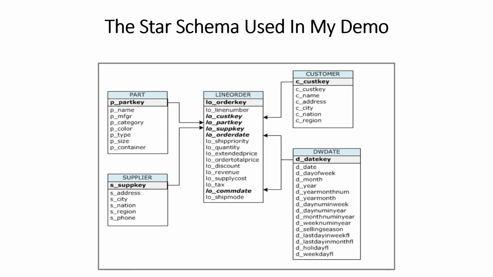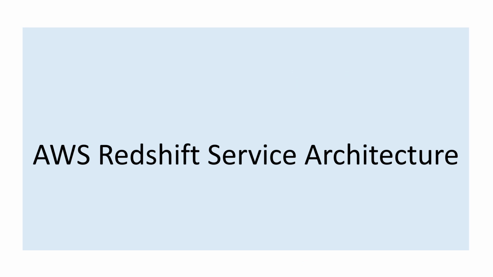Here is the schema that I used in my demo hands-on Redshift. The fact table here is line order, and dimension tables are part, supplier, customer, and DW date. A customer orders many parts from different suppliers, and in every order there are so many line orders. And as you see, these tables are all connected through primary and foreign keys. In this section, I will cover AWS Redshift service architecture.